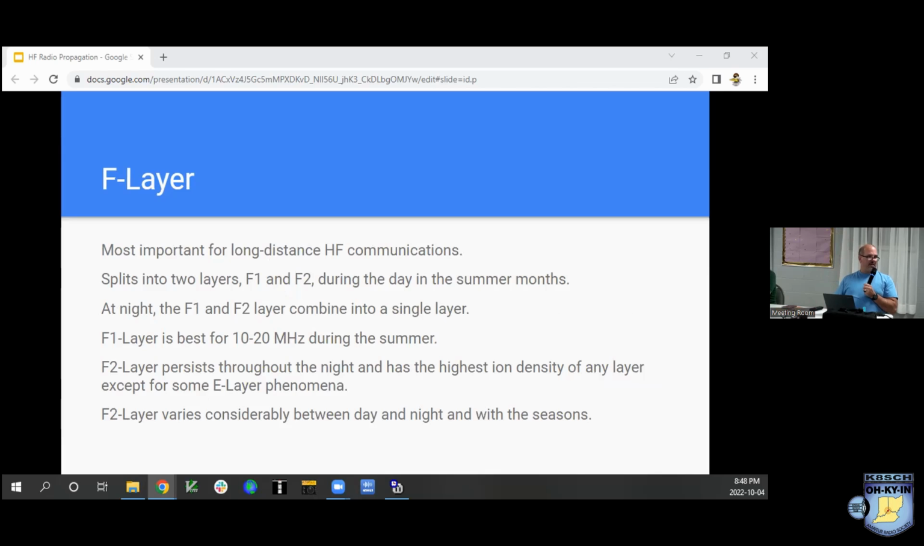The F1 layer is best for 10 to 20 megahertz during the summer. The F2 layer persists throughout the night and has the highest ion density of any layer except for any weird E layer phenomena. So again, it's not the density of the atmosphere itself at that point; it's the density of the ionization. The F2 layer varies considerably between day and night and with the seasons.